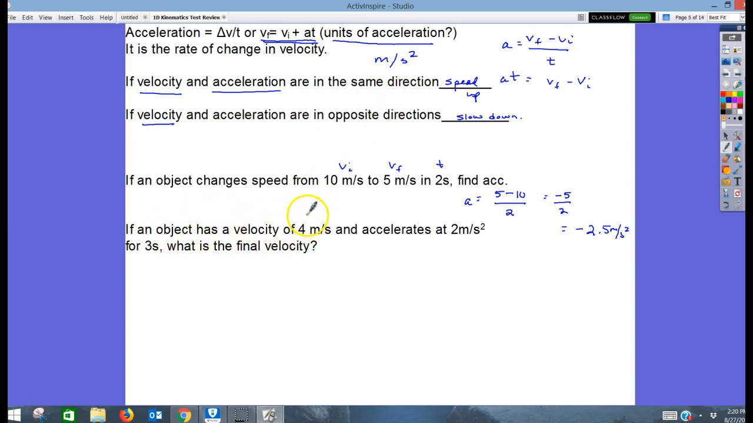If an object has a velocity of 4 meters per second and accelerates at 2 meters per second squared for 3 seconds, what's the final velocity? Using the equation at top, final velocity is initial velocity plus acceleration times time. The initial velocity is 4 meters per second. Acceleration is 2 meters per second squared, and the time is 3 seconds. So I get a 6 from this, and it's meters per second because the seconds canceled and I had those meters, plus 4 meters per second. The final velocity would be 10 meters per second.